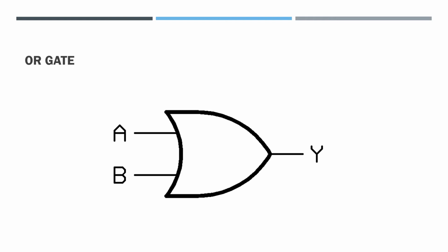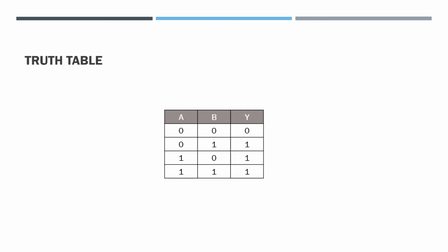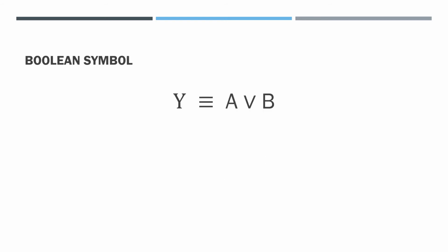So here is the logic gate for OR. You can see that compared to an AND gate, it's got a pointed front and a curved back. So they are quite similar to each other, but it's important that you draw them carefully to show the difference. And the truth table for an ordinary OR gate looks like this. So the output is true as long as at least one of the inputs is true. And the Boolean symbol looks like this. It looks a bit like a V. It's the opposite of the AND symbol.